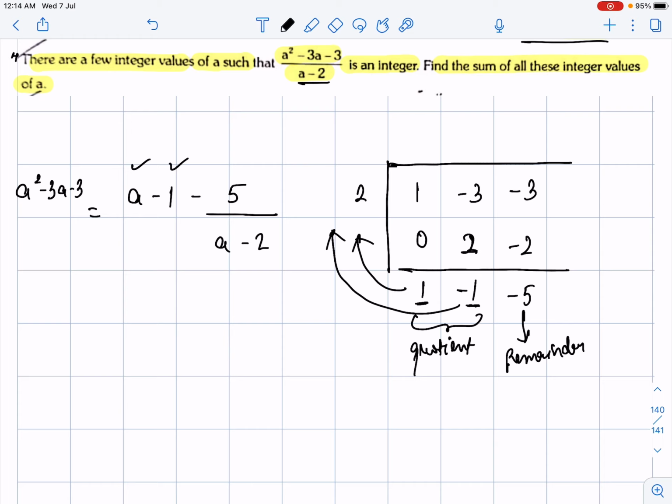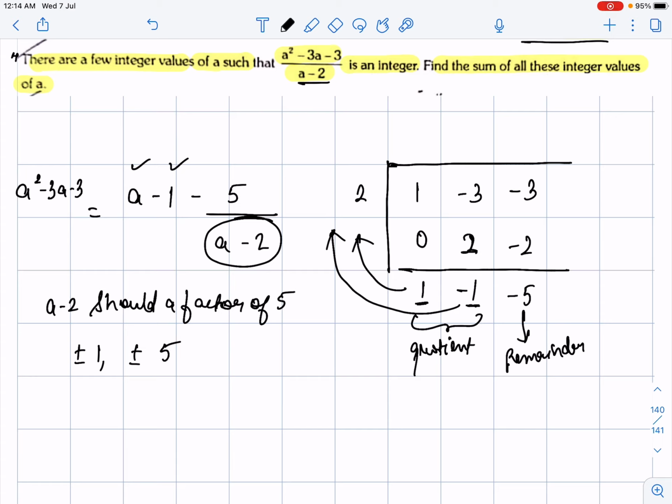Now guys, a minus 2 should be a factor of 5. What should I write? a minus 2 should be a factor of 5. So what all factors of 5 do we know? Plus or minus 1 are factors of 5, plus or minus 5 are factors of 5. That means a minus 2 can be equal to 1, a minus 2 can be equal to -1, a minus 2 can be equal to 5, or a minus 2 can be equal to -5.